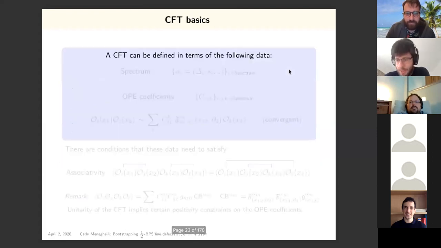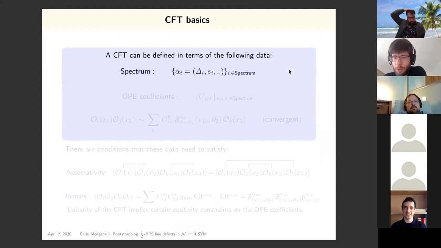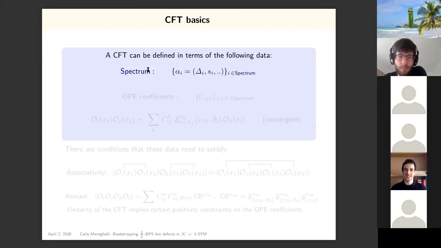Okay, so what are CFT basics? Here I mentioned before that CFTs are mathematically well-defined. How does it work? You start with some data called CFT data. The first datum is the so-called spectrum. The space of local operators in the theory organizes into representations of the conformal group and of whatever other group or supersymmetry you have in the game. This label alpha_i, which includes the conformal dimension and probably the spin, labels superconformal primaries. Okay, so we have the spectrum.